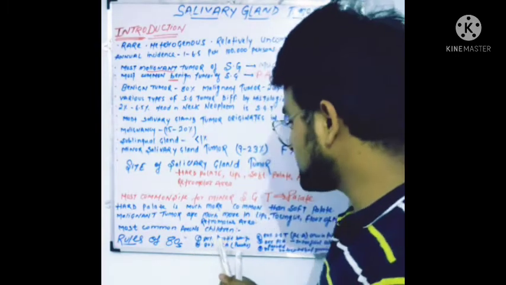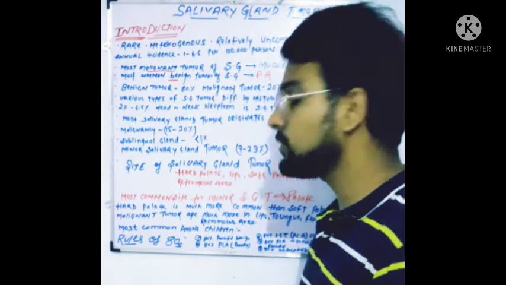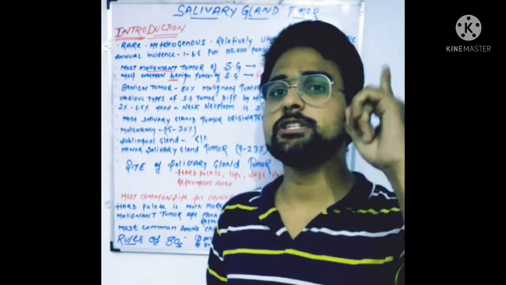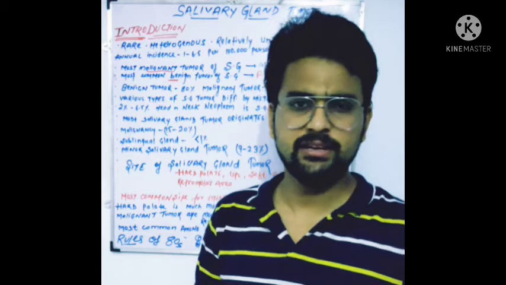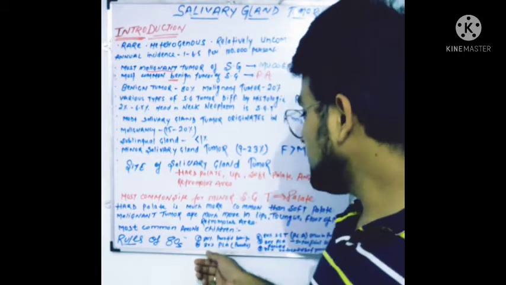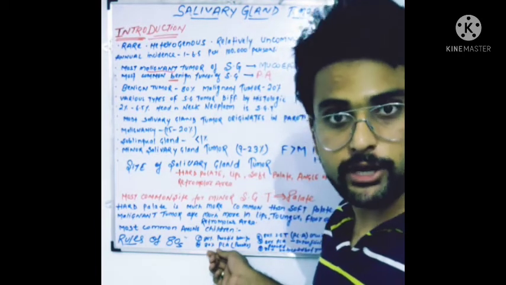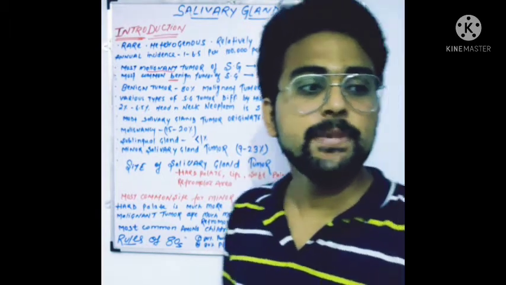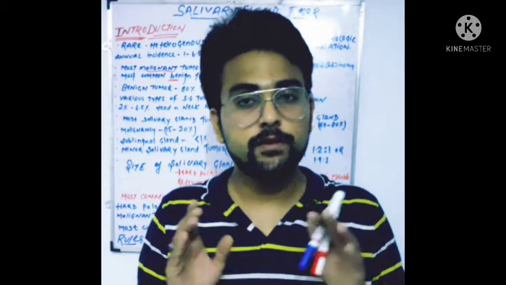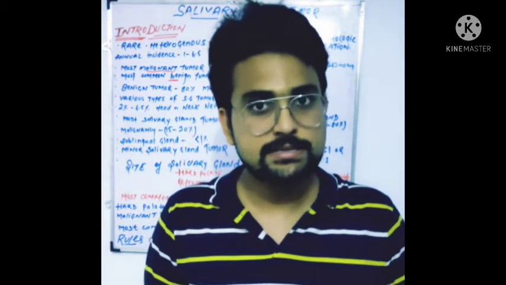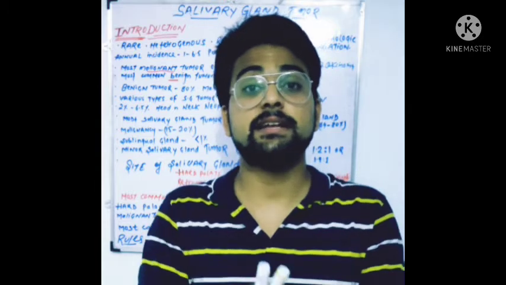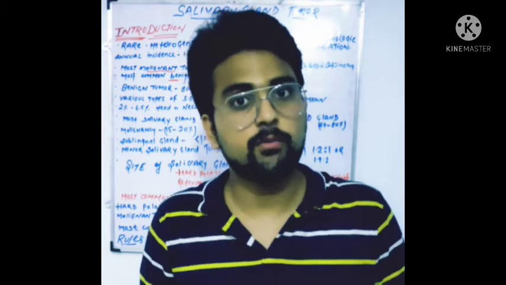In the rules of 80s, first, 80% of parotid tumors are benign. It is simple. Then, 80% of pleomorphic adenomas are from the parotid gland, meaning the parotid gland has an 80% chance of having a pleomorphic adenoma.